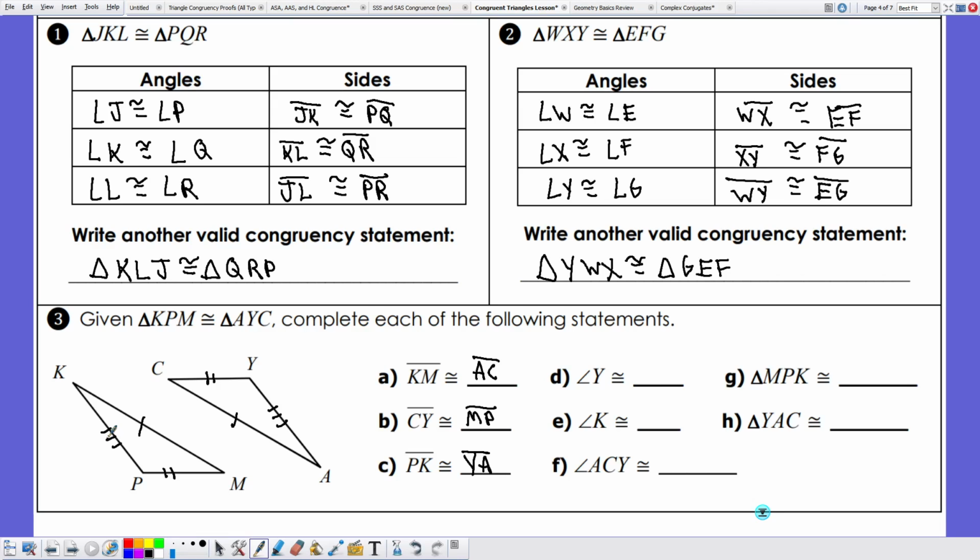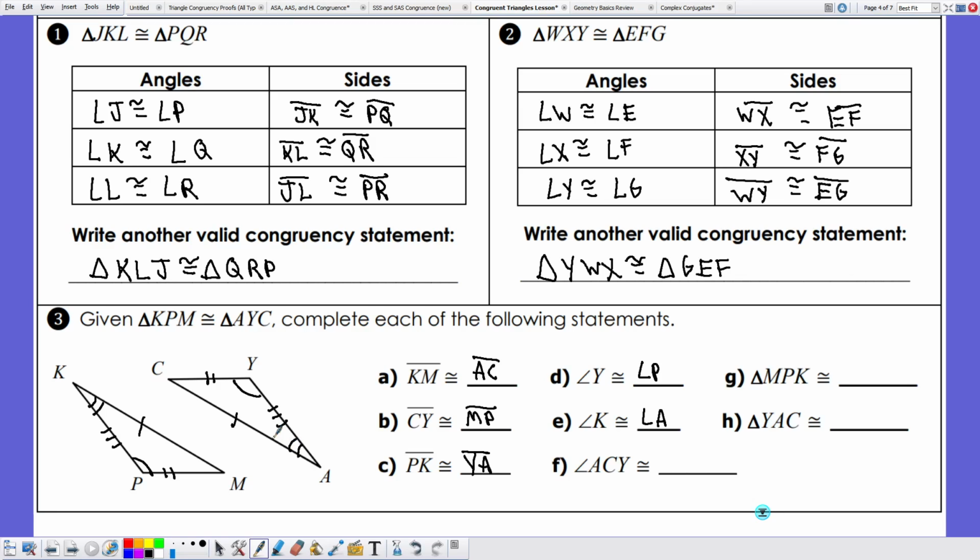Angle Y, the middle letter, matches with angle P. So I know that those two angles are the same, Y and P. Angle K is the first letter, that's going to match with angle A. So we got K and A.